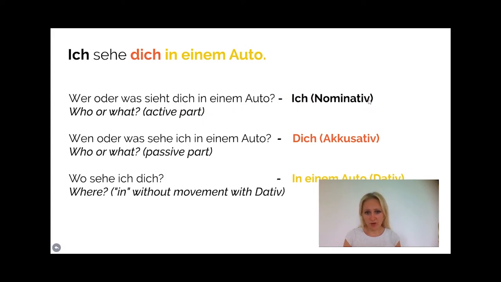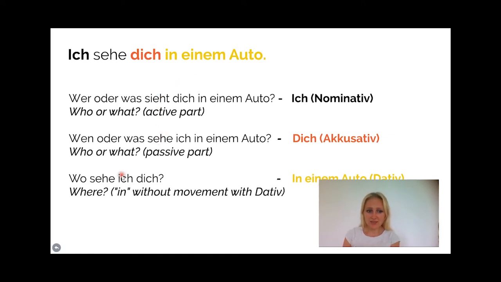It's the active part. Then the accusative question is, wen oder was sehe ich in einem Auto? So who or what do I see in a car? Now it's about the passive part. Who's being seen? Who is the one who I see? So I see you, and this is dich in German, and it's the accusative object here. Okay, so whoever you see is an accusative object, because sehen is an accusative verb.